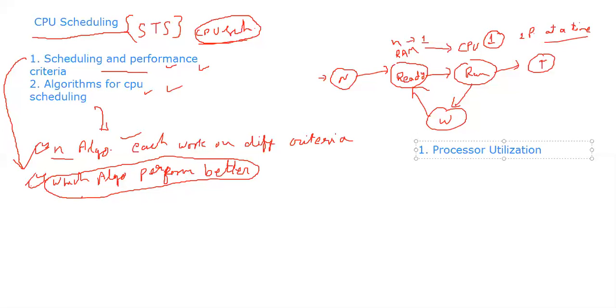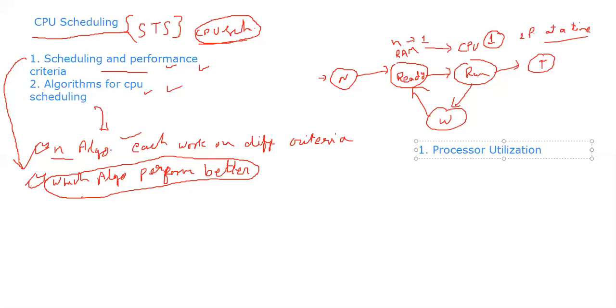Suppose you have created one algorithm for searching. Definitely you will prove, on the criterion, that my searching algorithm takes very little time in searching n number of items. Hence, it is better than the previous algorithm. So you got one criterion, that is time. On the basis of that, you have proved that your algorithm is better.